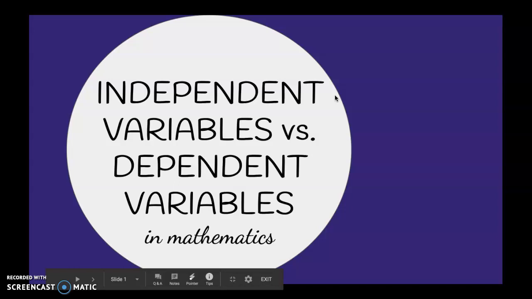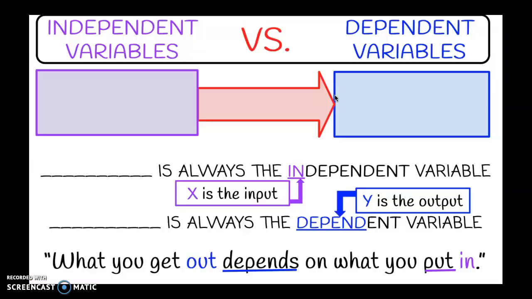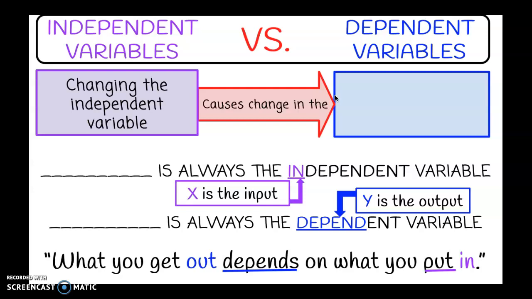So today we're going to look at independent variables versus dependent variables, but we're going to do it in math. At the beginning of the year, we did this with science, kind of the same idea here. When we talk about independent variables, we're talking about the ones that we can manipulate. We can change them. When we talk about dependent variables, we're talking about the ones that are changed because of the independent. So you can think of this as cause and effect.